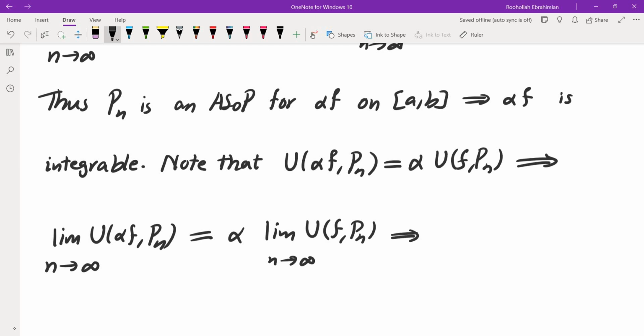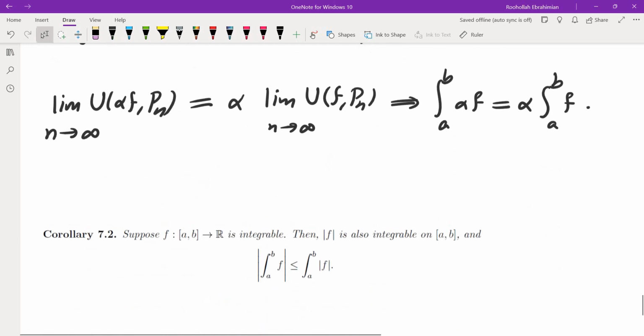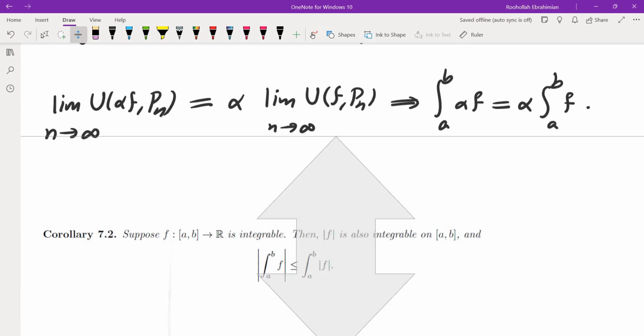If you look at the left side, it is the integral from a to b of alpha f. If you look at the right side, that's alpha times the integral from a to b of f. And that's exactly what we wanted to prove. Okay, so that's the case where alpha is positive. It's similar when alpha is negative.